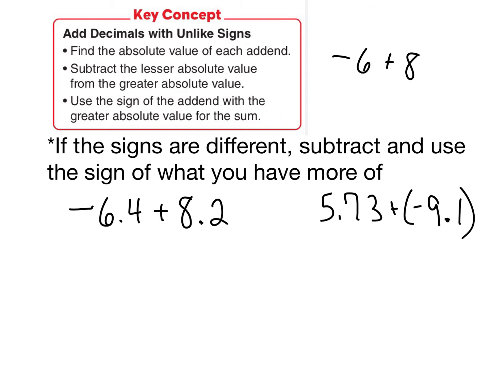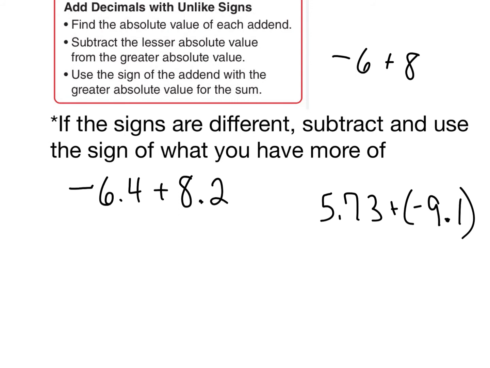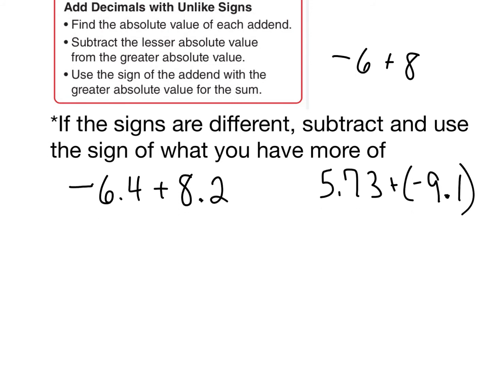So on this problem, since we are adding, but since the signs are different, they're working against each other. We're going to subtract them. We have more that are positives, so we're going to take what we have more of minus what we have less of. So in this case, we're going to do 8 2/10 minus 6 4/10.